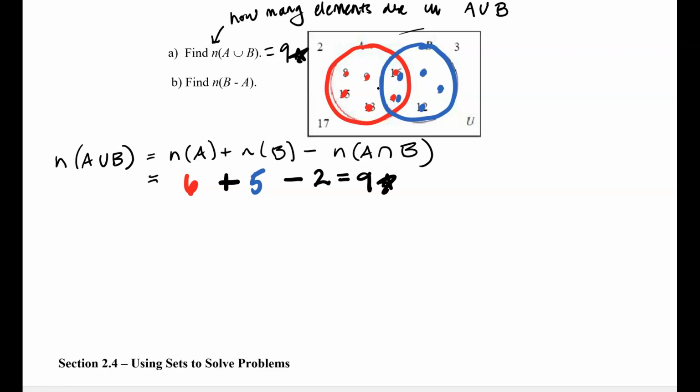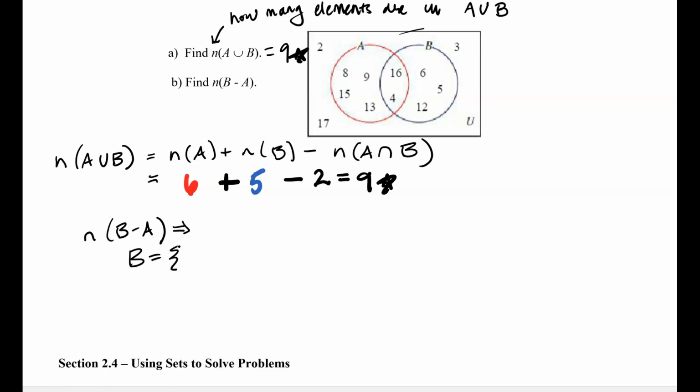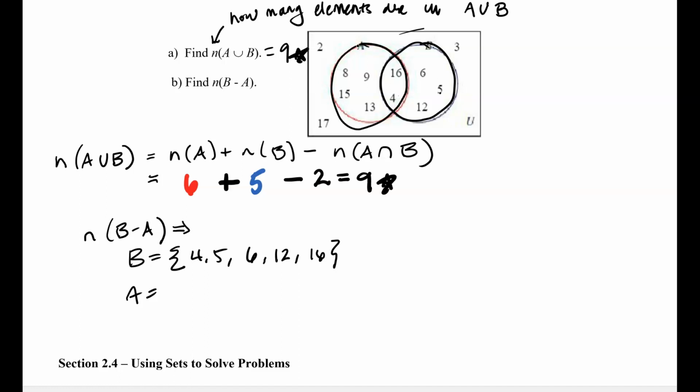And then for the second one, what is the number of elements in B minus A? So I'm going to show you 2 ways to do that. The first way, I'm going to do it how I did it in Module 4. So I'm going to list out B. So what elements are in B? And B is right here. So I've got 4, 5, 6, 12, and 16. And then A would be on the left. So we've got 4, 8, 9.